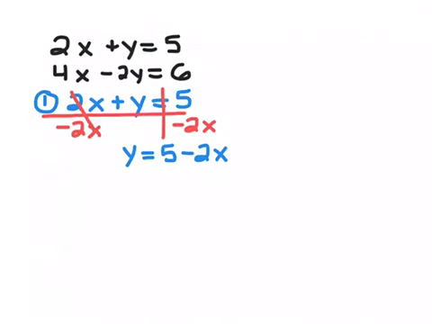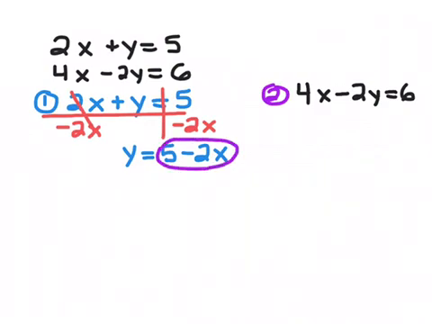Step 2. We now want to substitute the isolated variable that we just got into the other equation. So we have the equation 4x minus 2y equals 6. And we're going to substitute our equation that we just got for y and replace it with the y.